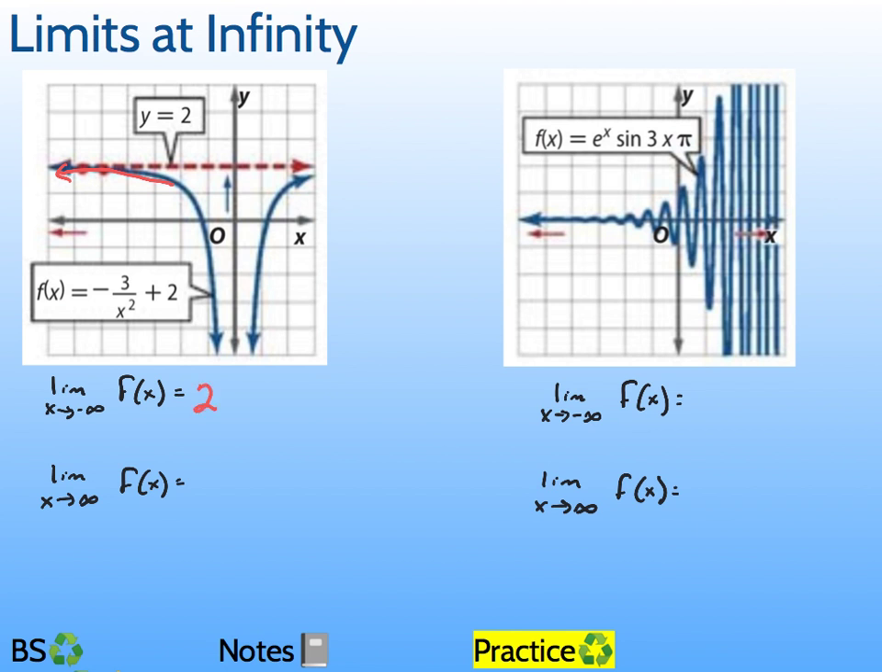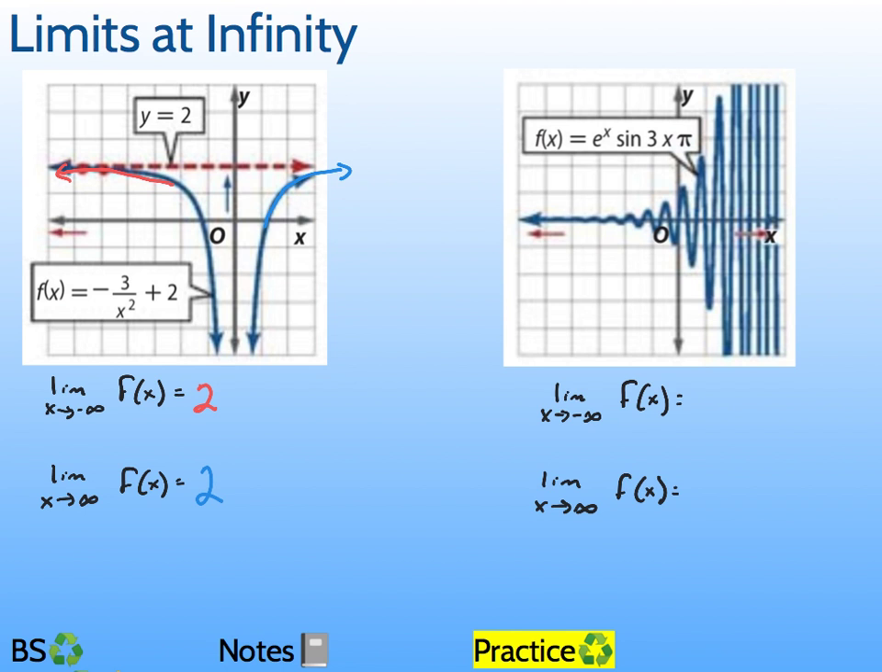Now, I know that it doesn't actually touch 2, but it gets closer and closer and closer as you go towards infinity, so that's why the limit would be 2. On the right side, the graph appears to be doing the same thing. So the limit again is just 2.